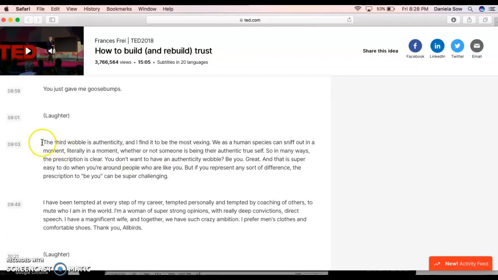And she has a good structural list. So she even says the first wobble is this, the second wobble is this, the third wobble is this, and the third wobble is authenticity. And she explains why that's the third wobble, which is her word of choice, her diction. And then she just directly talks to the reader, right? Or the audience. You don't want to have an authenticity wobble? Be you. Great. And so it's just very natural, just saying, hey, go ahead, be you.